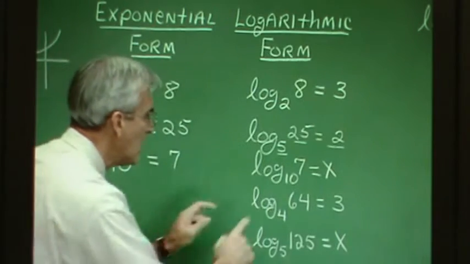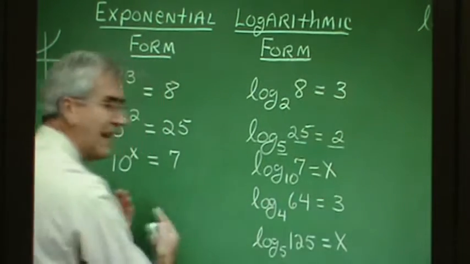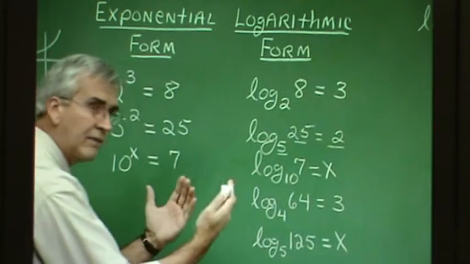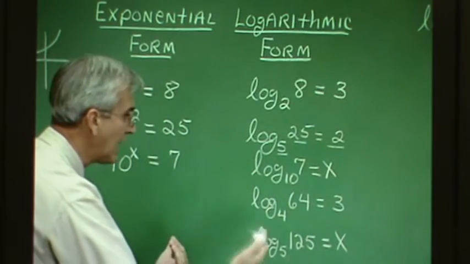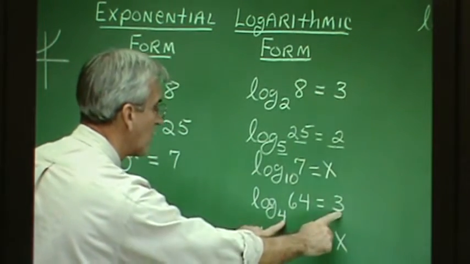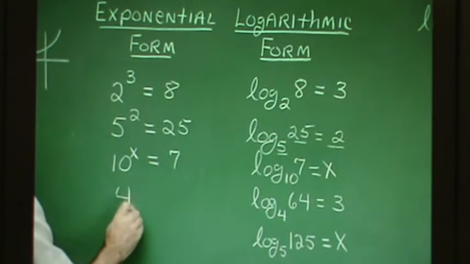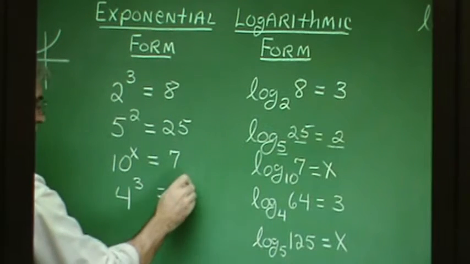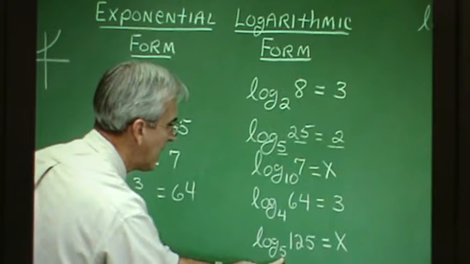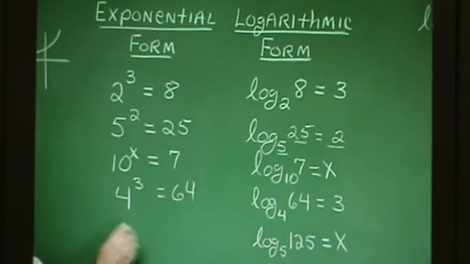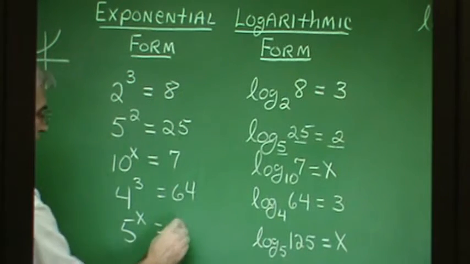Let's go the other way. From log form to exponential form, just identify the base exponent relationship. Base exponent. So we have 4 to the third power is equal to 64. And for this one, base exponent. So 5 to the x power is equal to 125.